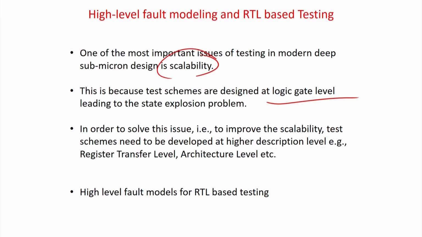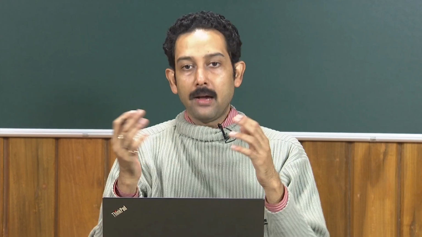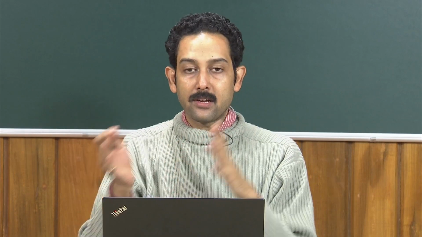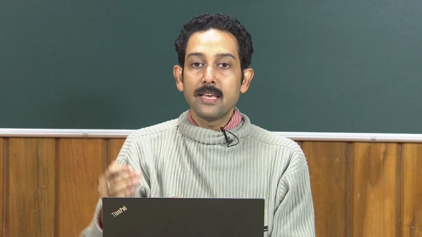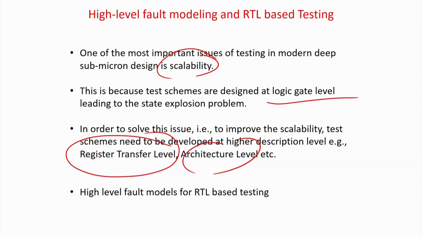That is why people try to model the whole test problem at a very high level of abstraction, called register transfer level, or something called the architectural level. You all know about register transfer level, that we have blocks like adders, multipliers, subtractors, multiplexers, registers, instead of having flip-flops and gates. And of course, if you are modeling the circuit at such a high level, your test fault model also should be at a higher level of abstraction.